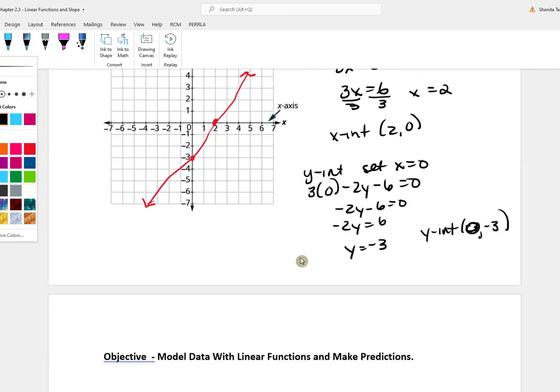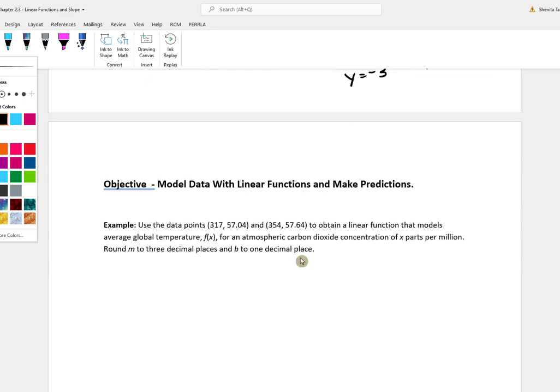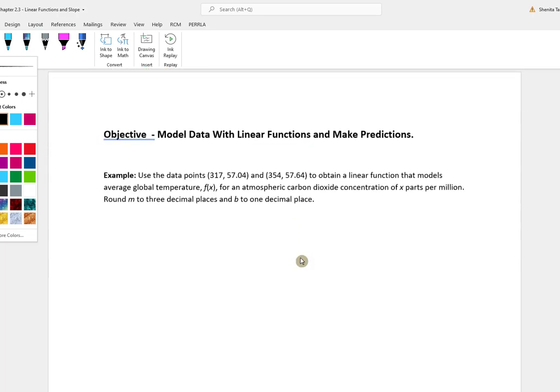So the last problem is an application problem. We're going to use these 2 points to obtain a linear function that models average global temperatures, f of x, for atmospheric carbon dioxide concentration of x parts per million. We're going to round m to 3 decimals and b to 1 decimal.